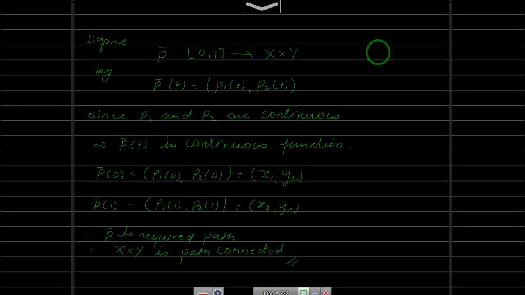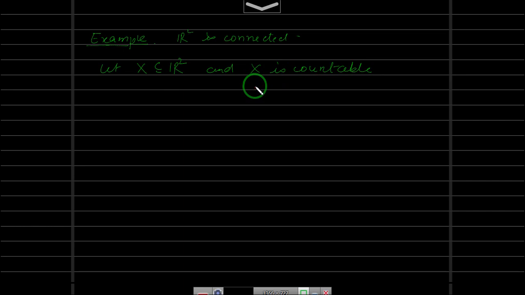Okay, let's just divert somewhat and take R2. Example. We know that R2 is connected. R is connected, so R2 is connected, or path connected also we can say. Now let us take X to be a subset of R2, and let us take X is countable. So let us take a countable subset of R2.